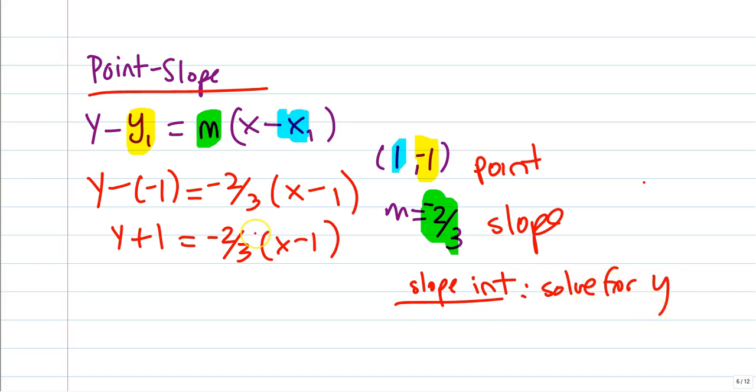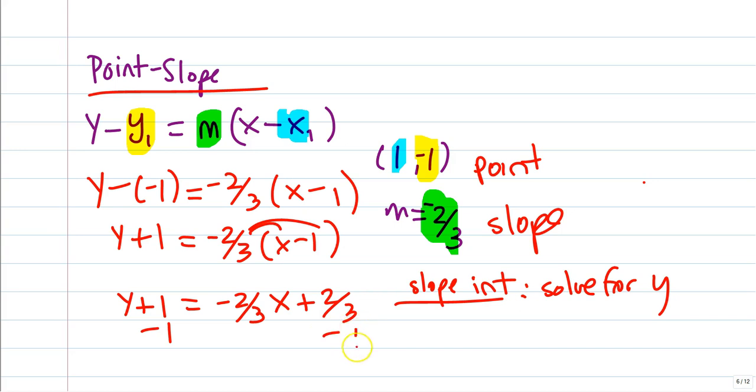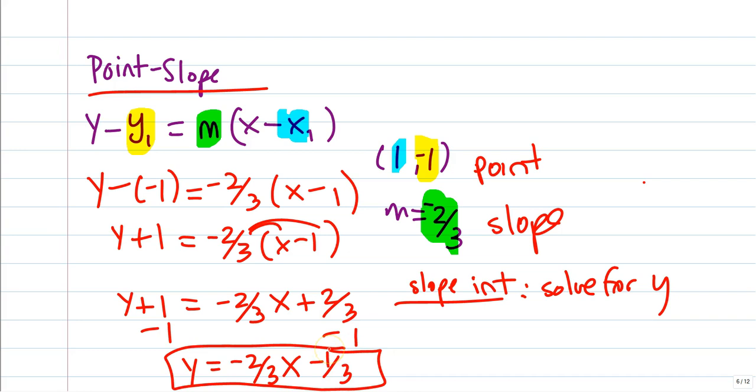How do we do that? Distribute first. Negative times a negative is positive. And then subtract the 1 to get y is equal to -2/3 x minus 1/3. That is definitely something you need to be able to do for the test.